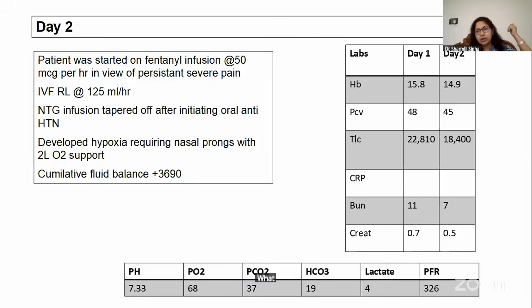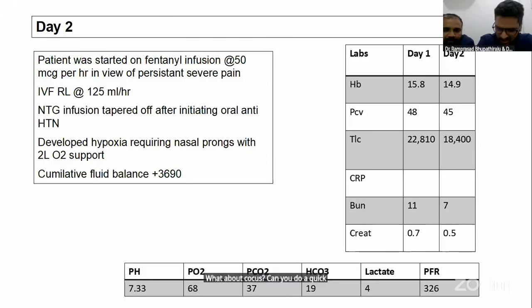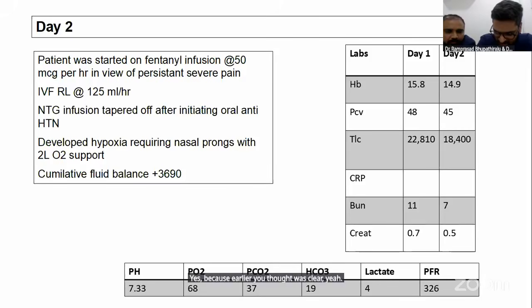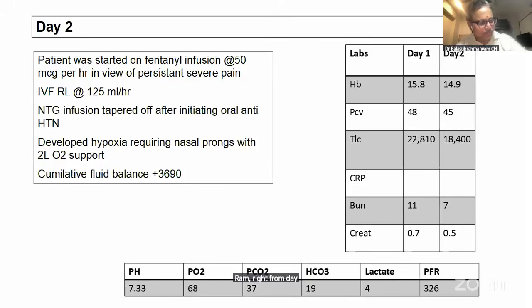What about FOCUS? Can you do a quick ultrasound to look at? Yes, we can look at pleural effusions. We can look at B-profile in the lung. Ram, right from day one, you have been hell-bent on saying pleural effusions, capillary leak.